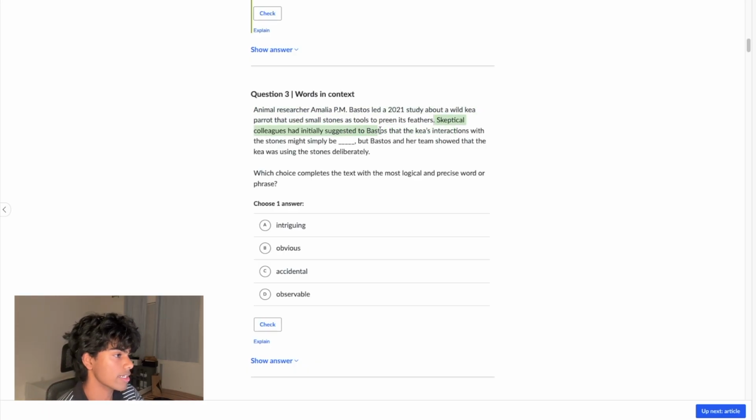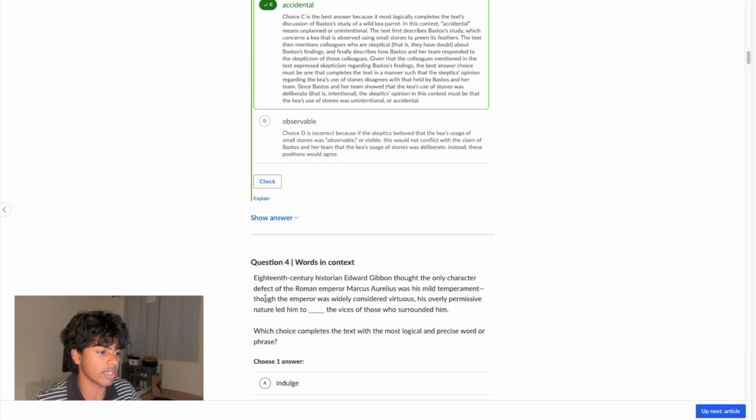Skeptical colleagues had initially suggested that the Kia's interactions with the stones might simply be blank. Might simply be blank. So, might simply be. That means it's suggesting that it's not really logical. So, intriguing, obvious, observable, accidental. Not logical, accidental. So we're gonna go with C. Okay, I don't know why my mouse is lagging. Alright. And okay, it's C.